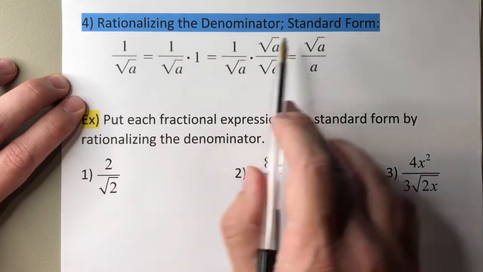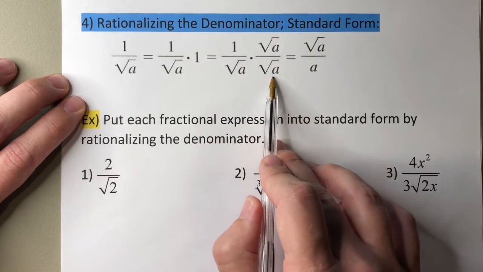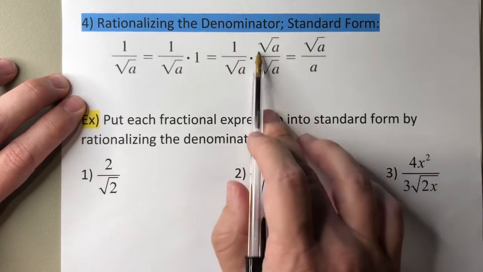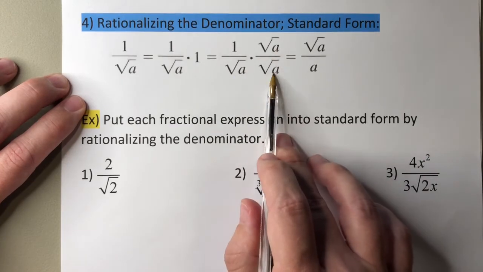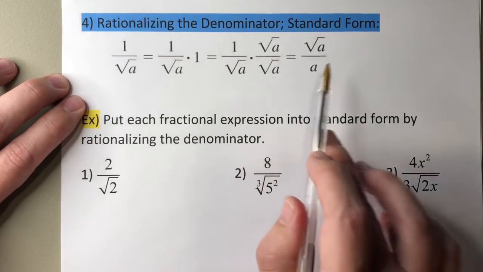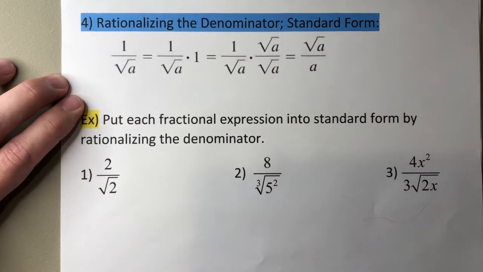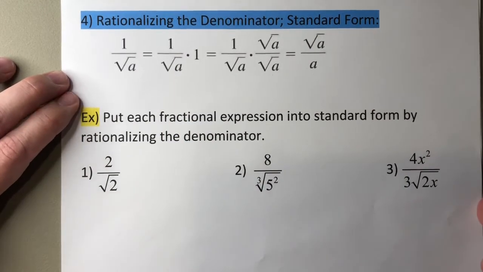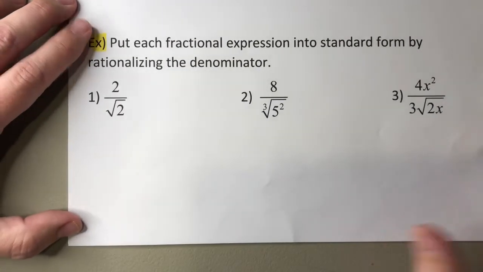Well, let's make that 1 the same as radical A over radical A. Why would I do that? In this specific instance, because radical A times radical A is, guess what? A. So the goal here is to remove the radical from the denominator. All right, let's rock and roll.